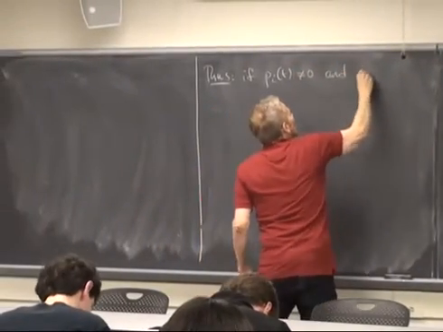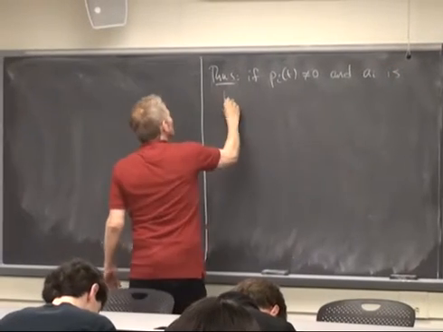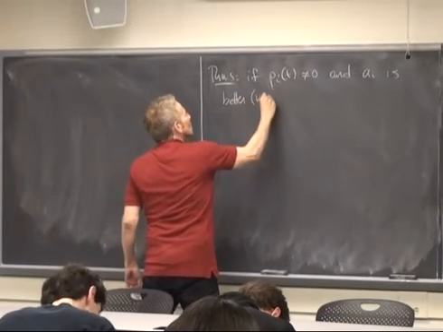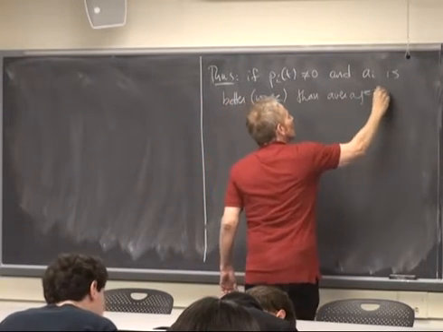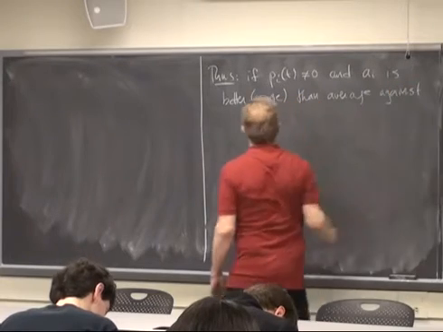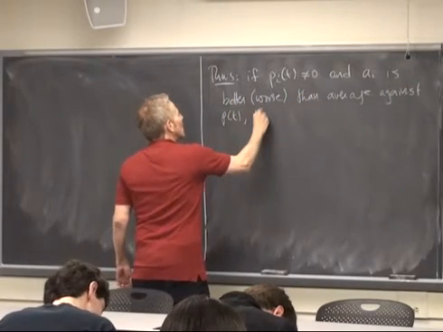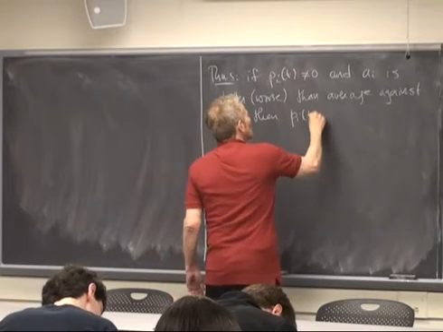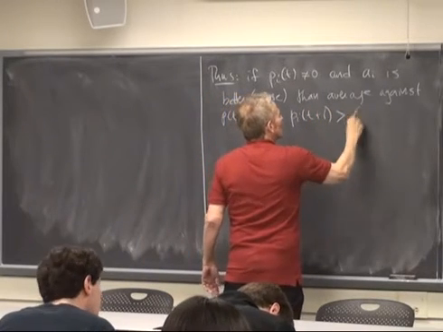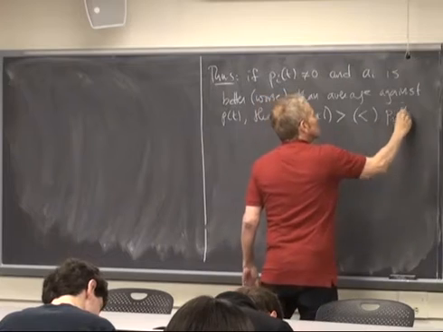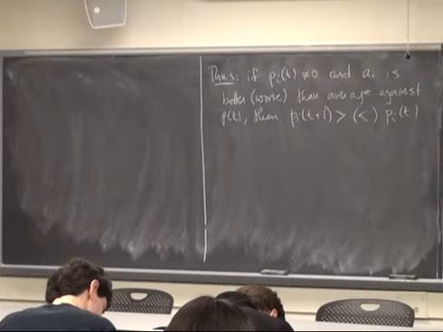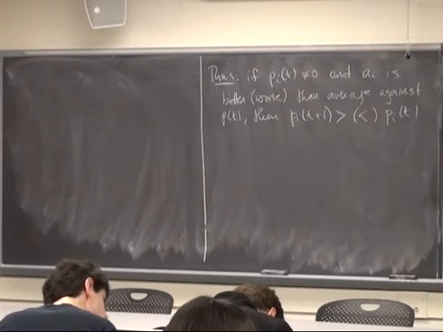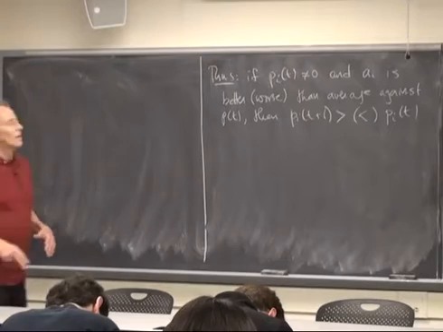So if Pi of T is non-zero and AI is better or worse than average against P of T, then Pi of T plus 1 is bigger than, respectively less than, Pi of T. So above average strategies increase, below average strategies decrease.